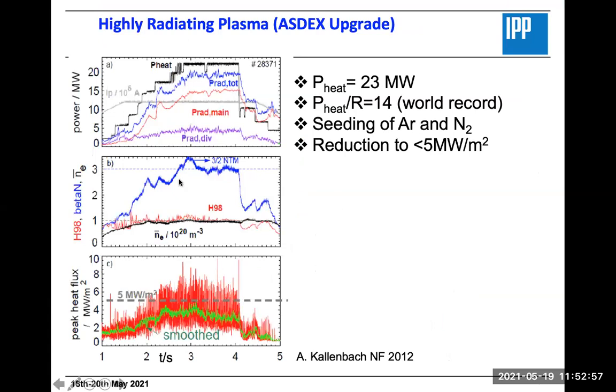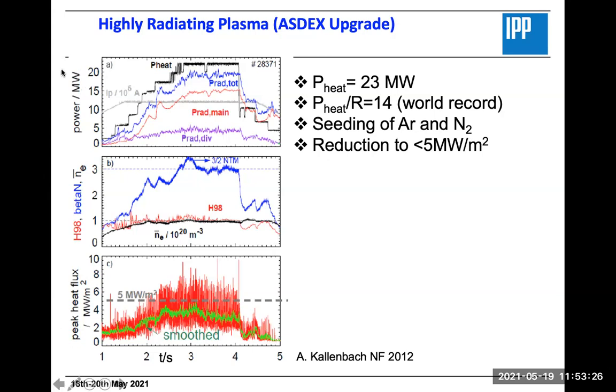So on ASDEX Upgrade, experiments have been done. This is now a typical time trace of such plasma experiments in a tokamak. This is the period of time of the discharge. This discharge lasted 5 seconds. So you see here what we call time traces. Usually they're grouped in similar categories of values that have similar units or where you can normalize to something similar.